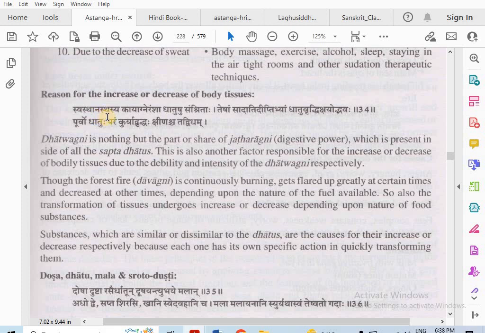Of its own place means one Dhatvagni of Rasa Dhatu is staying in Rasa Dhatu. Then the part of Dhatvagni related to Rakta Dhatu, that is there in the Rakta Dhatu. Then one Dhatvagni of Meda Dhatu, that is in the Meda Dhatu. So, in its own place, right? So each part, that Dhatvagni, is actually staying in each place, in each dhatu.